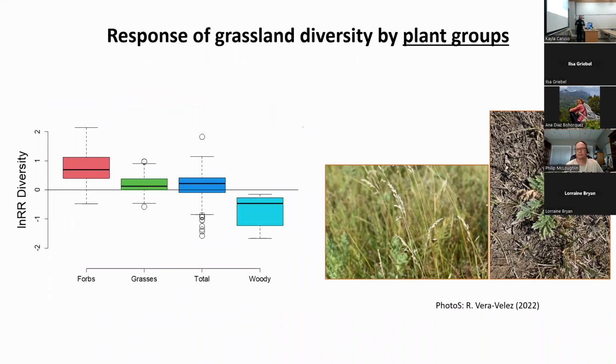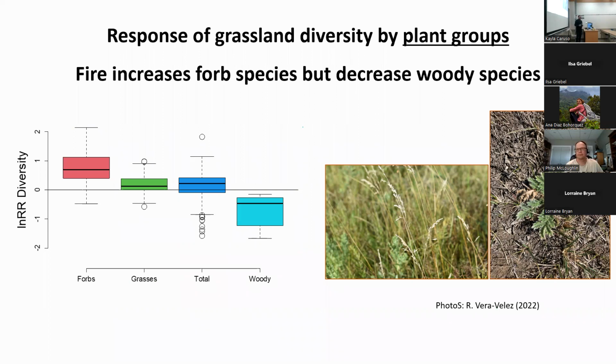Now, another point that we can analyze with this database is the response of grassland diversity by different plant groups. And what we are seeing here, at a global scale, is that in general, grassland diversity response to fire seems to be more positive for forb communities, and for woody species it seems to be reduced as a response to fire.